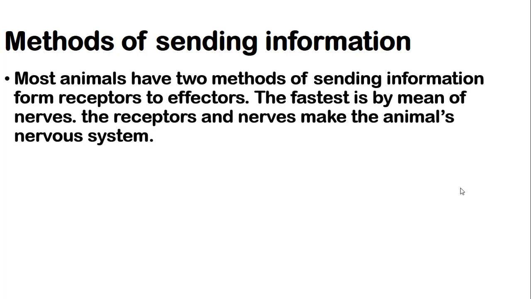Methods of sending information: how messages are sent from one place or from one organ to another, or from one part of the body to the next. Most animals have two methods of sending information from receptors to effectors. The fastest is by means of nerves. Neuron cells combine together to form nerves. The receptors and nerves make the animal's nervous system.